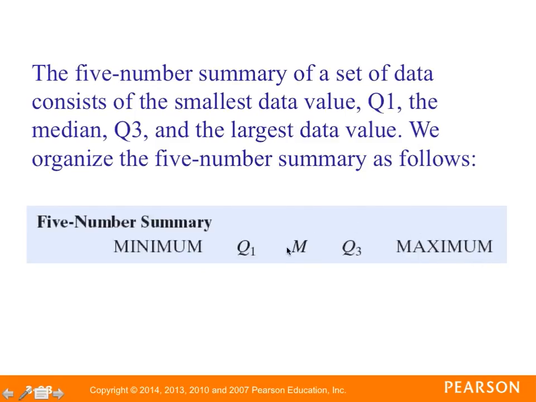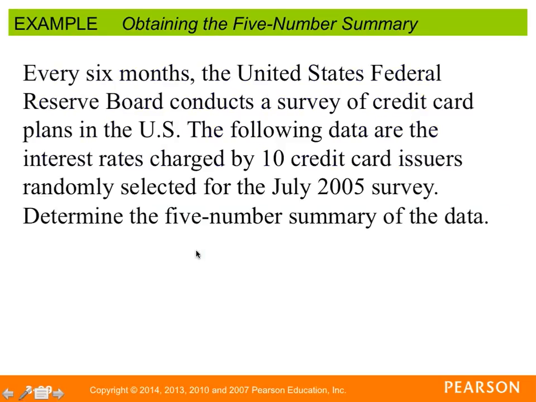You find the median, that goes in the middle, and then you find your first quartile and your third quartile. So it's just given in this order, and that would be your 5-number summary.